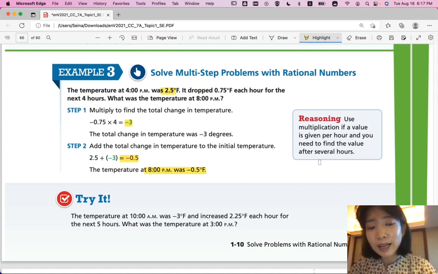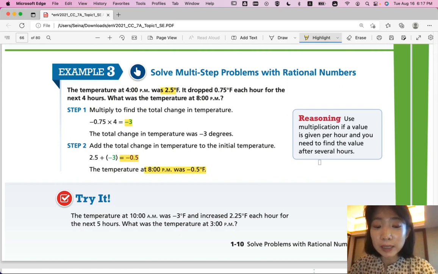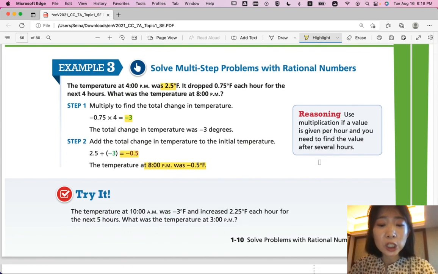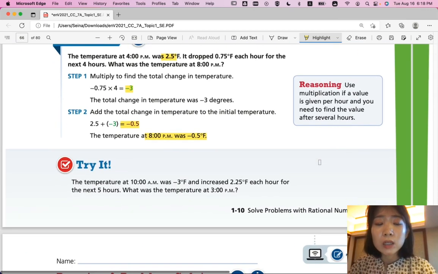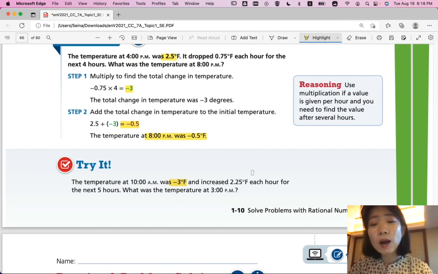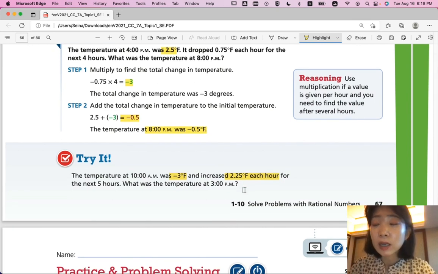Okay, let's look at the last try it. The temperature at 10 a.m. was negative 3 degrees Fahrenheit. It increased 2.25 degrees Fahrenheit each hour for the next 5 hours. What was the temperature at 3 p.m.? So at 10 a.m., it started at negative 3 degrees Fahrenheit. Every hour, it increases 2.25 degrees. So you want to know the total change in temperature for the next 5 hours in order to figure out the temperature at 3 p.m. If you can figure this out by yourself, come back when you're ready for answers.